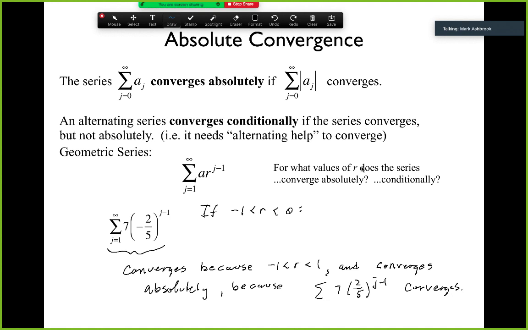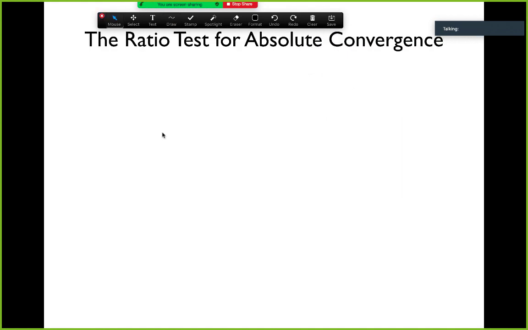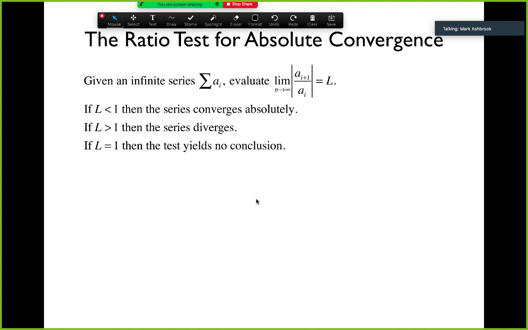Okay, so we have a test. We've been testing so far, looking at absolute convergence in terms of the definition. You know, make all the terms positive and see what happens. Well, there's a test for some more complicated sequences to test for absolute convergence, and that's called the ratio test.